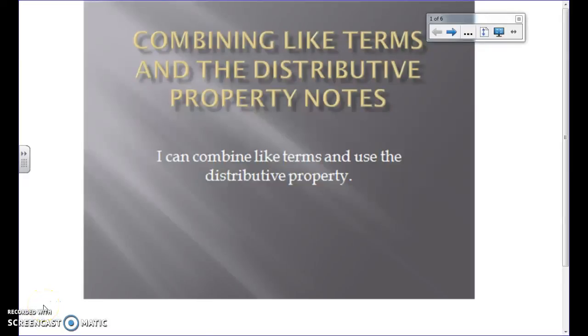All right, this is Mr. Gillum, and today we're going to learn a little bit more about the distributive property and combining like terms. So we're going to actually do the distributive property and combine like terms at the same time.